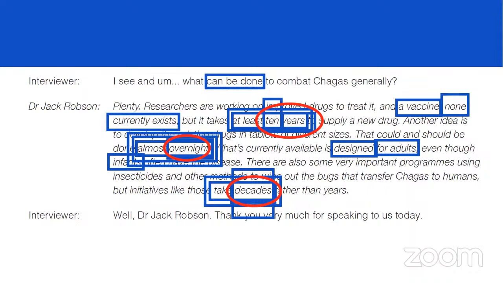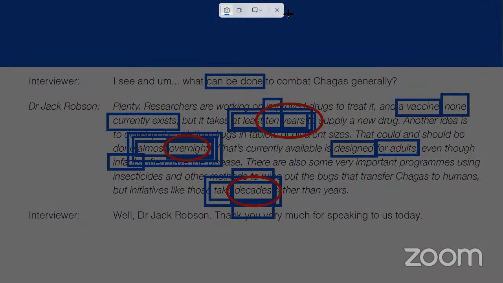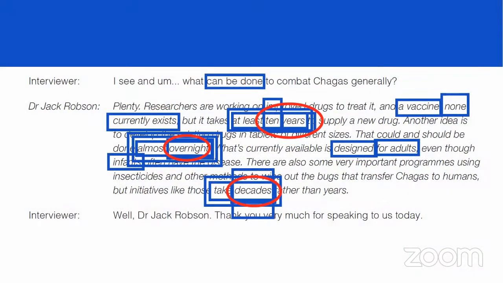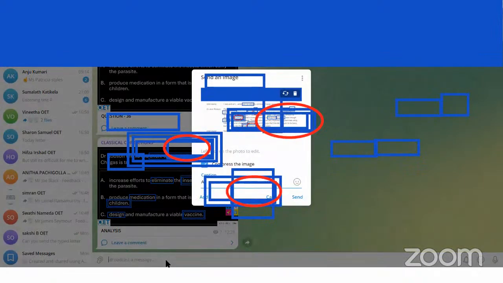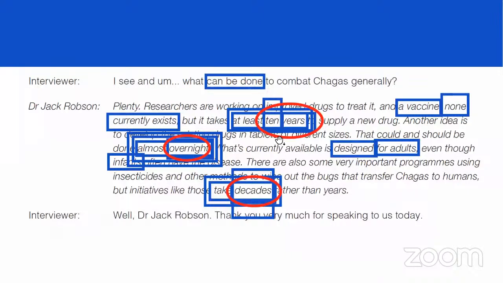So which is short term: 10 years, overnight, or decades? Overnight drugs can be done. Drugs are already there for adults, but not for children, and children already have the disease. You think about these things. Maybe right, maybe wrong, but analyze the question so that whether it is right or wrong, we can learn. Now let's move on to the text and check our answer.